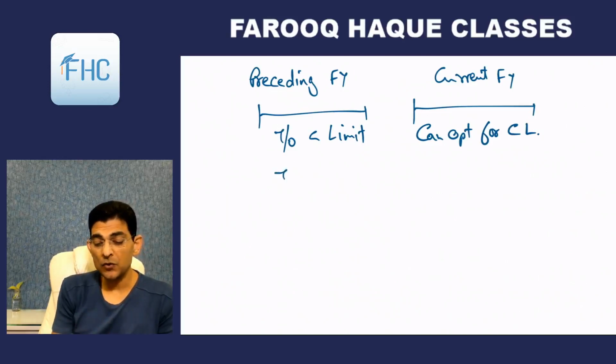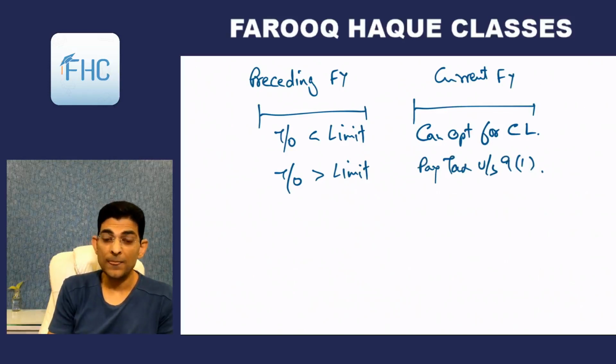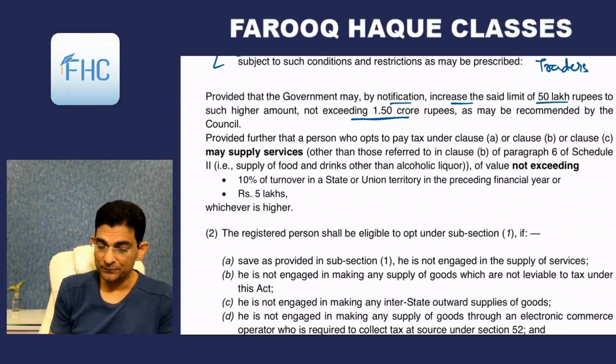And if in the last year your turnover had exceeded the limit, whatever the limit may be, 1.5 crores, 75 lakhs, then you have to pay tax in the current year under section 9(1), and you cannot opt for composition levy under section 10. Okay, good. Then come back.